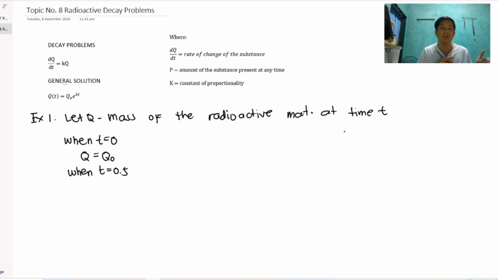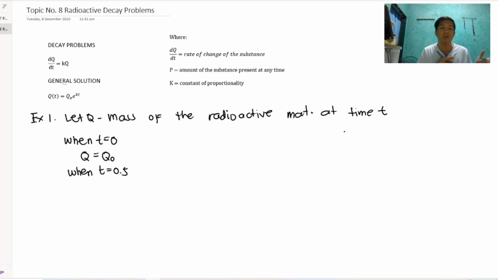So, from here, wait lang. So, 0.5 pala 'to. Okay? So, cancel 'tong Q sub O. So, 0.5 is equals to E raised to 0.5 K. Okay? So, by using the calculator, we can now get the value of K, which is negative 1.39.